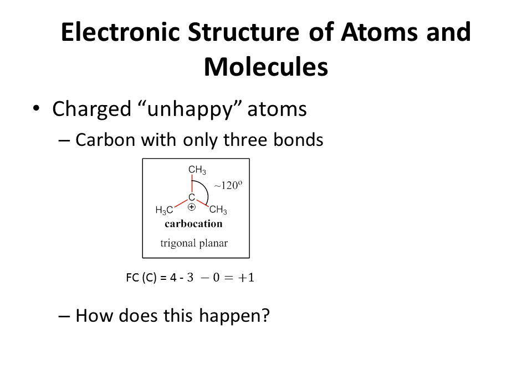The only charged unhappy atom you'll have to worry about in organic chemistry is the carbocation. That's a carbon with only 3 bonds, no lone pair, so that carbon only has 6 electrons around it. It's very unhappy. It's trigonal planar. Formal charge, 4 valence electrons minus 3 bonds, no lone pairs, so +1. How do you get this?